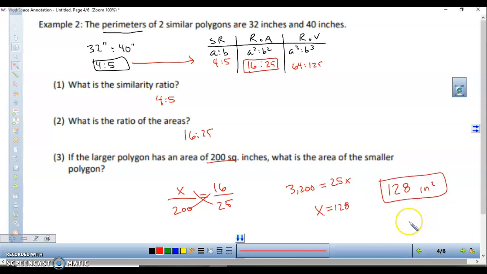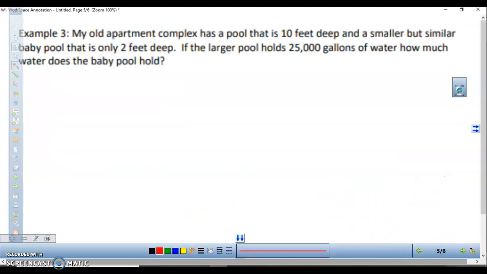The idea here is that I don't need to know the dimensions of the polygon. Typically, if I wanted you to find the area of a polygon, you would even need to know, is it a rectangle? Is it a triangle? Is it a pentagon? What is it? We don't know. And we don't know the dimensions. But we do have enough information because you know one of the areas and you know they're similar, so you can figure out the other one. All right, let's do another example.